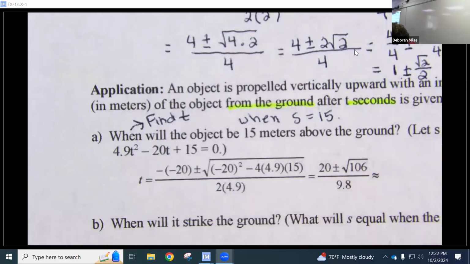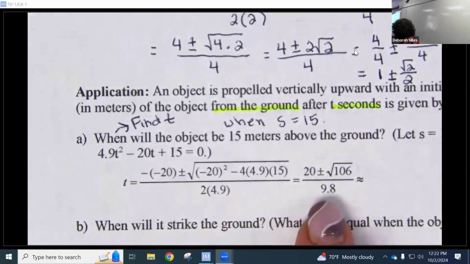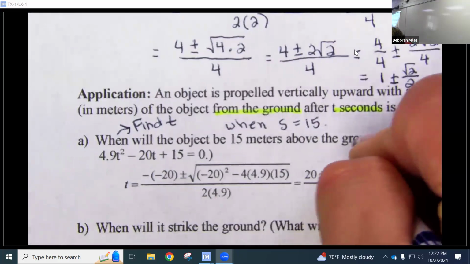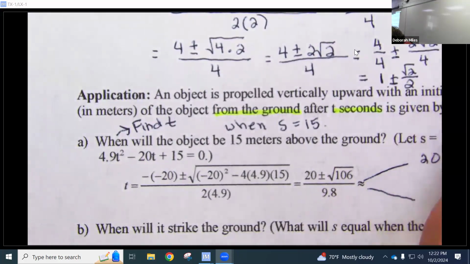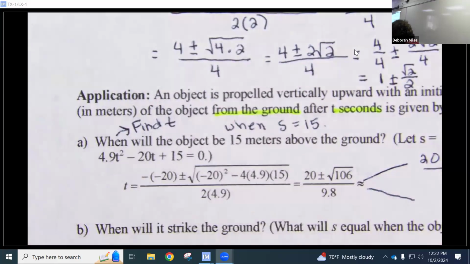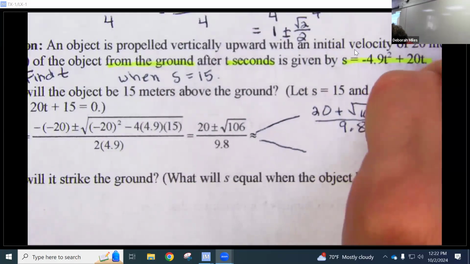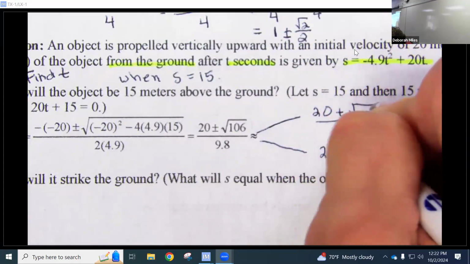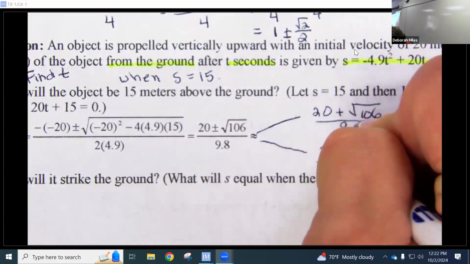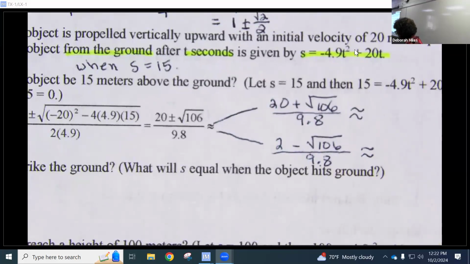Now, if the directions on the test say round to the nearest tenth, though, I don't think I can do that in my head. I think I'm going to have to punch 20 plus square root of 106 divided by 9.8. That should give me something close to 3. And then 20 minus square root of 106 over 9.8. That's going to give me the one that's close to 1 second.